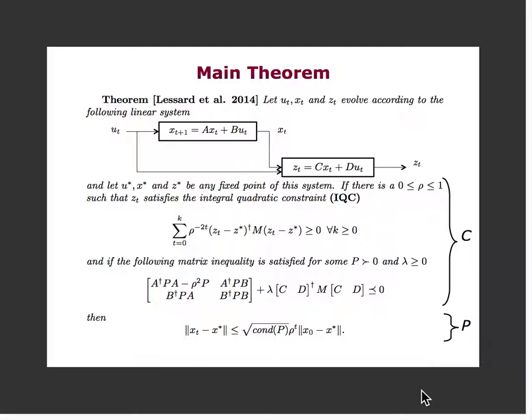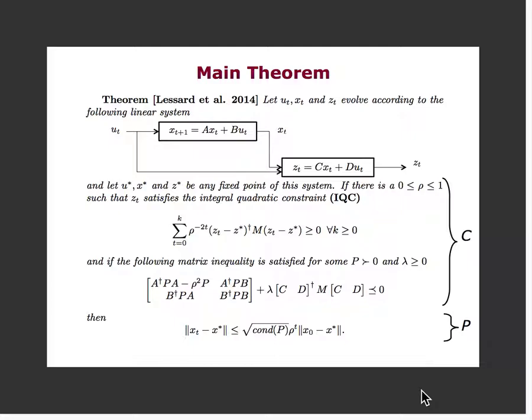SDP is feasible, which depends on the matrices A, B, C, and D, and the matrix M that I need to find, a lambda that I need to find, and a P that I need to find. The P needs to be positive definite, the lambda needs to be positive. There's no restriction on M. So if I find an M, a P, a lambda, and a rho, such that this holds for the Z that is the output of my probing function, then I'm guaranteed that the speed at which I converge to the fixed point x star is a rate of rho.